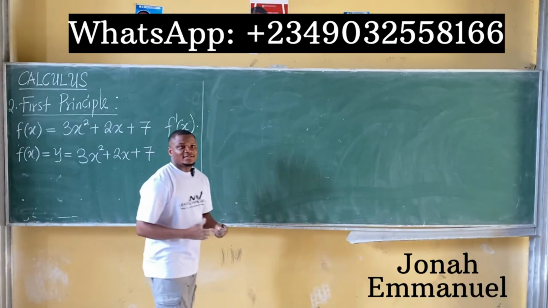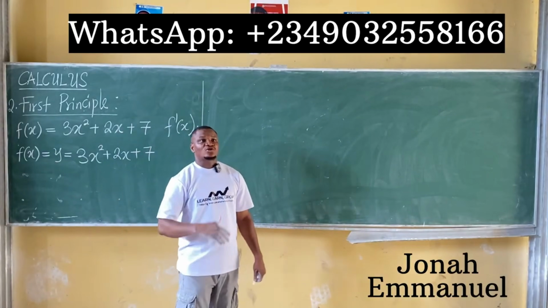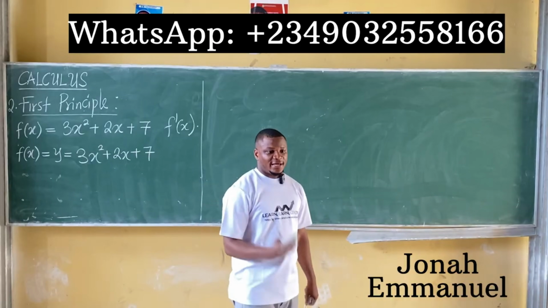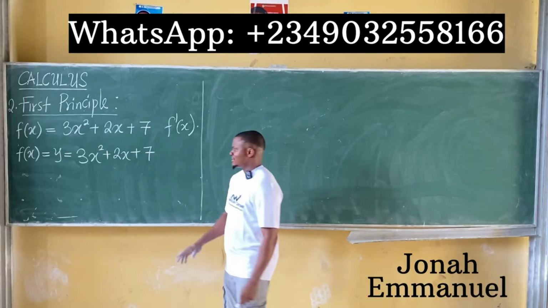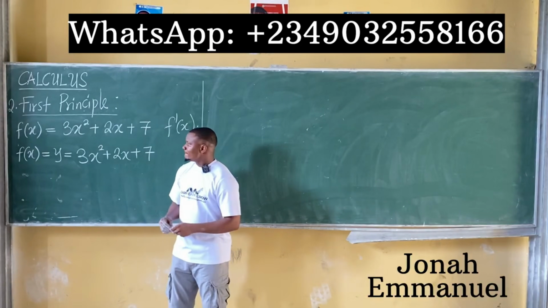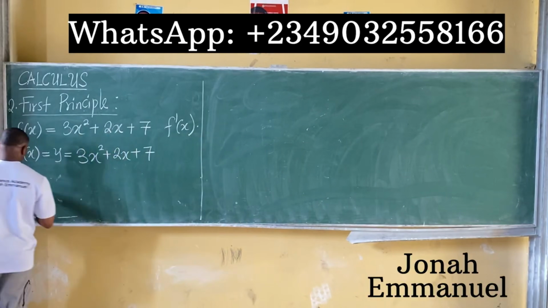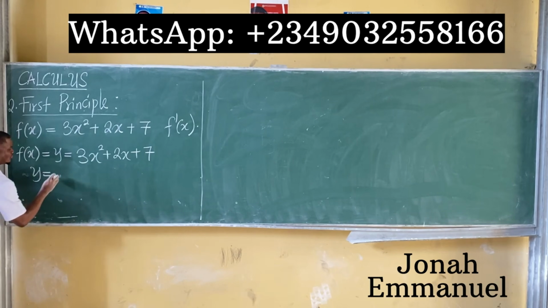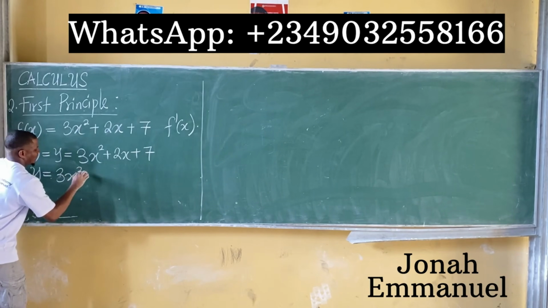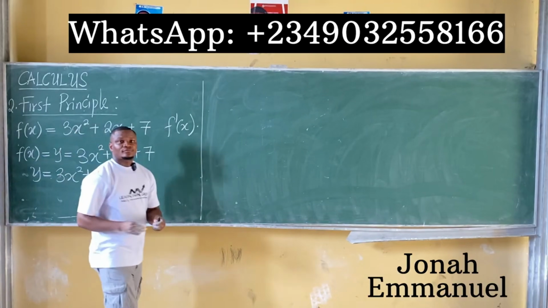Those of you that came in late, I already explained this concept earlier, where I said f of x is always equal to y. So that's how it's done. So in essence, we're saying that y is equal to 3x squared plus 2x plus 7.